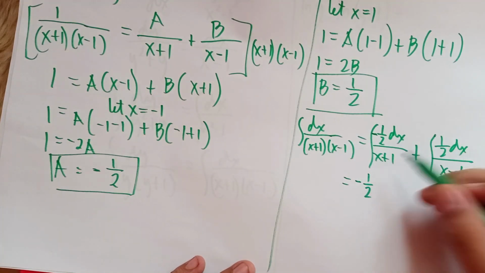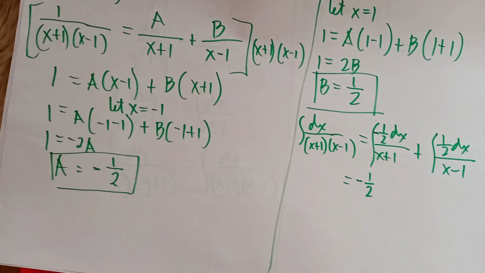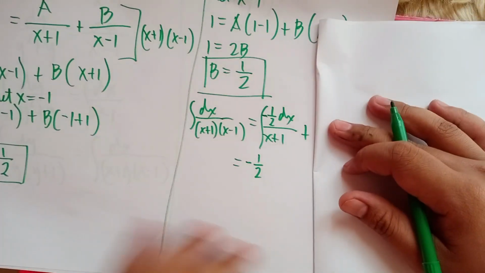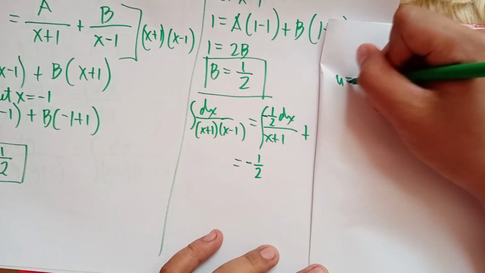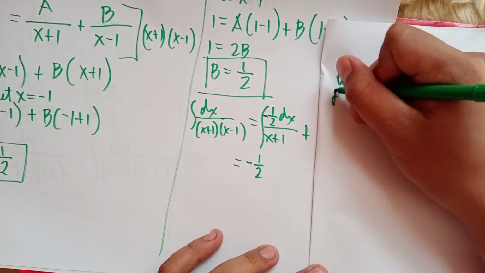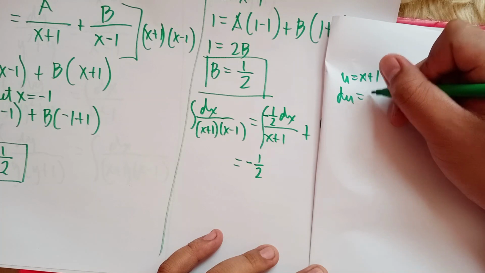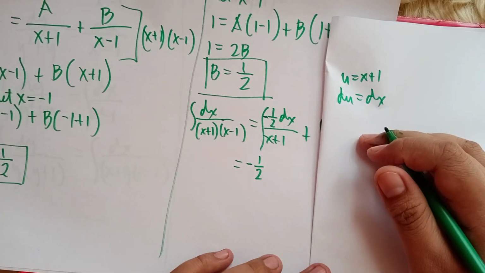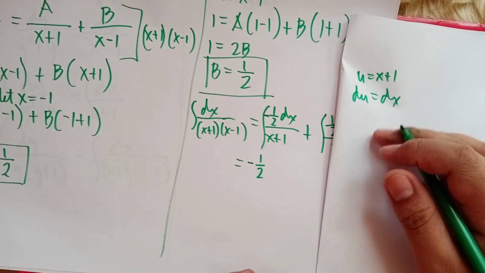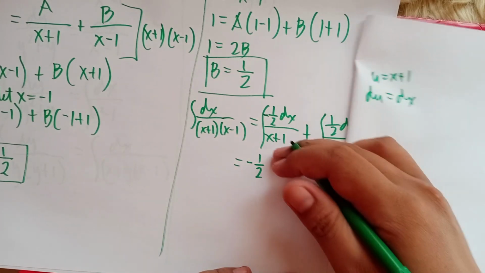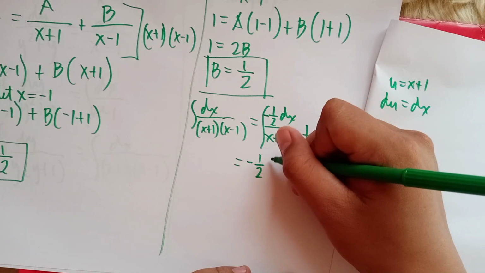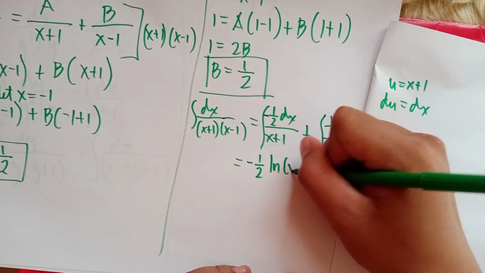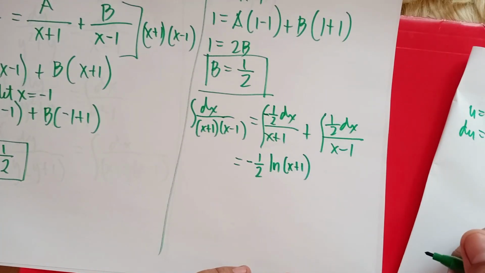So again, our u here is x plus 1. Okay, our u is x plus 1. So the derivative of u, this is equal to 1 dx or dx. So we can use du divided by u. So our u is x plus 1. So this is equal to the natural log of x plus 1.